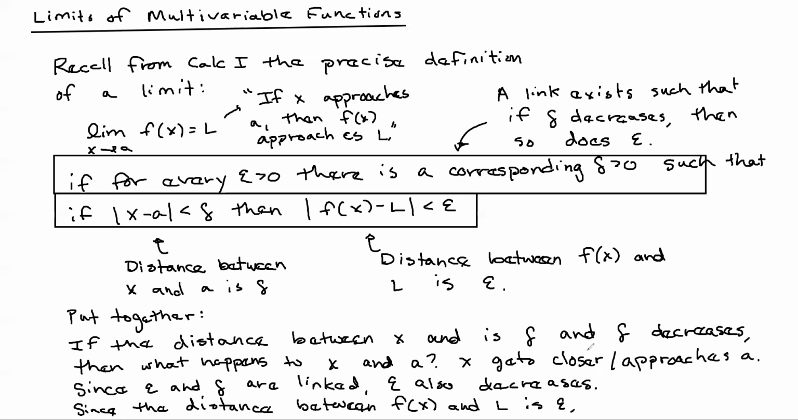what can we say about f of x and L, right? If epsilon is decreasing because delta was decreasing, and epsilon is the distance between f of x and L, what can we say about f of x and L? Since the distance between them is epsilon, they have to be getting closer together, meaning that f of x is approaching L. And that's how the two pieces fit together, right?